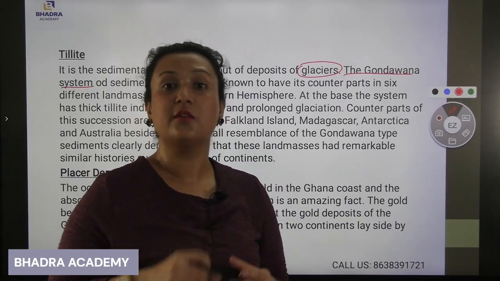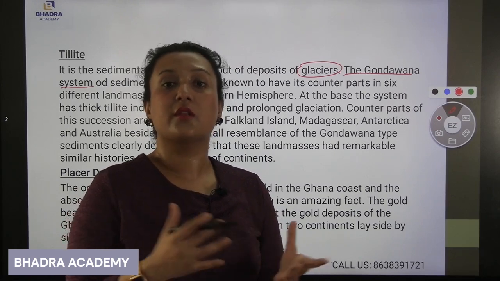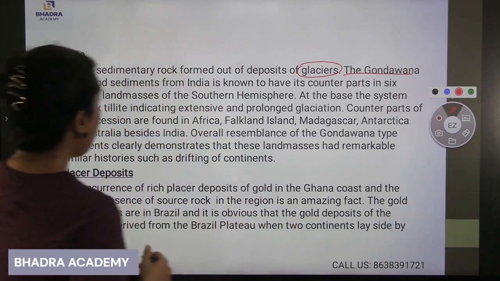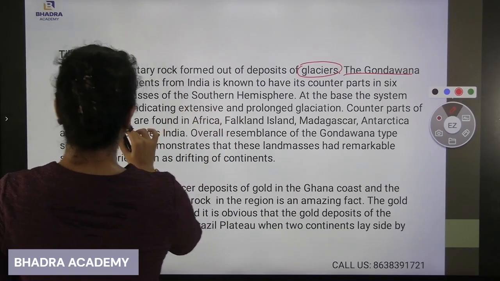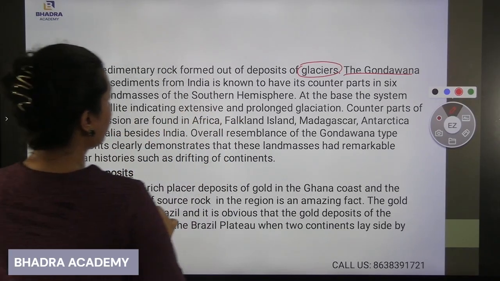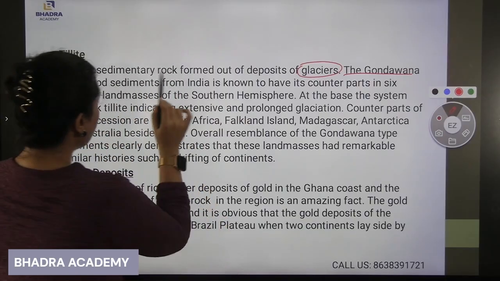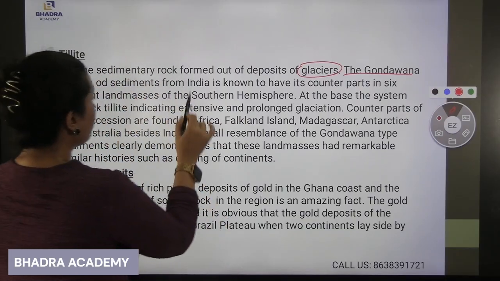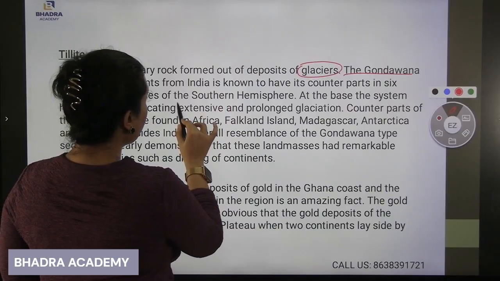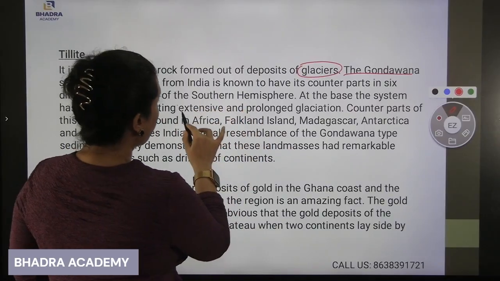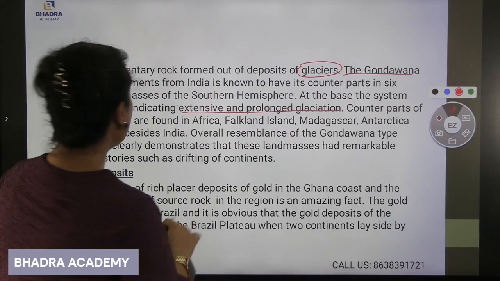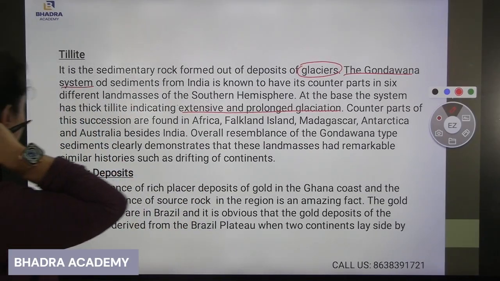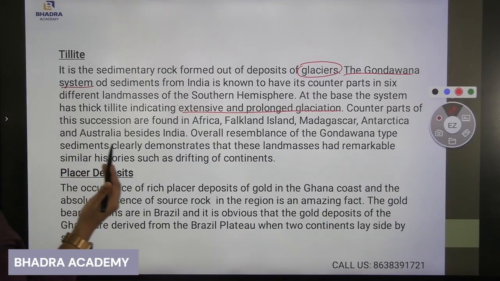The same characteristics appear on Gondwanaland, the southern part, as well as the northern part of India, or you can say the whole of India. Some of the land masses of the southern hemisphere have thick tillite at the base, indicating extensive and prolonged glaciation. If I talk about tillite, this is a glacial formation. Some of these glacial formations are seen across India as well as in the southern hemisphere. Counterparts of this succession are found in Africa, Falkland Island, Madagascar, Antarctica, and Australia besides India.